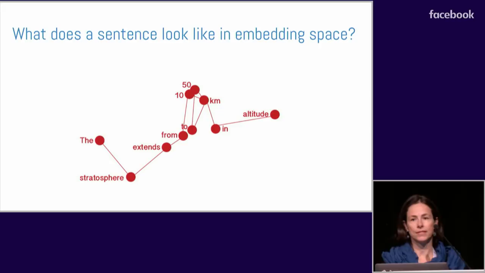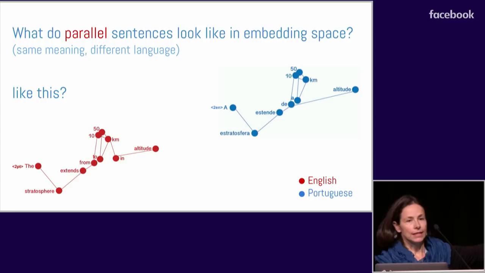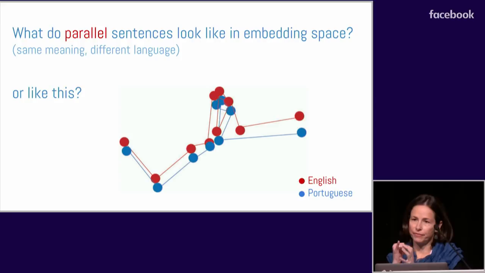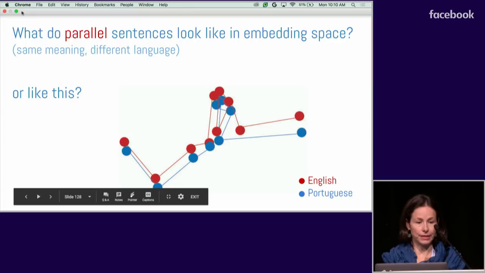Now, when I translate that sentence into another language, in this case Portuguese, does my embedding space look like this, where English is in one corner and Portuguese is in the other corner, or does it look more like this, where the two languages are kind of put together? To give you a big reveal, let me show you what we did with the embedding projector.